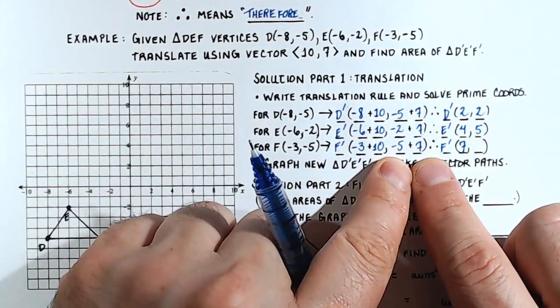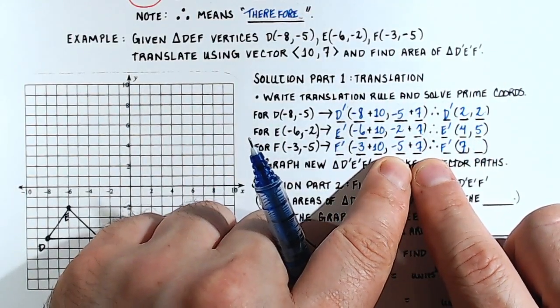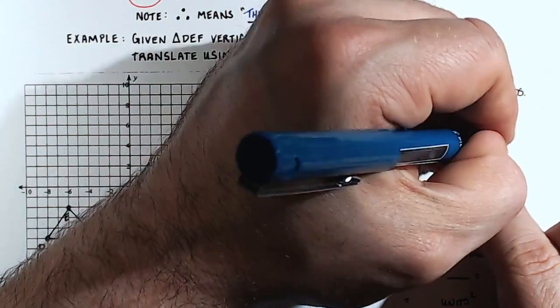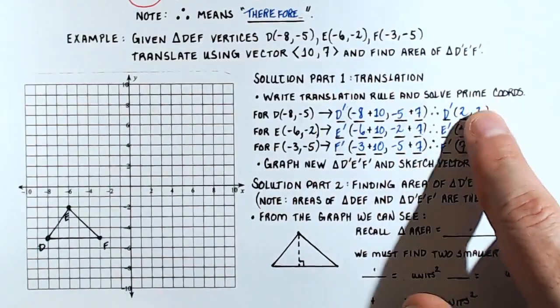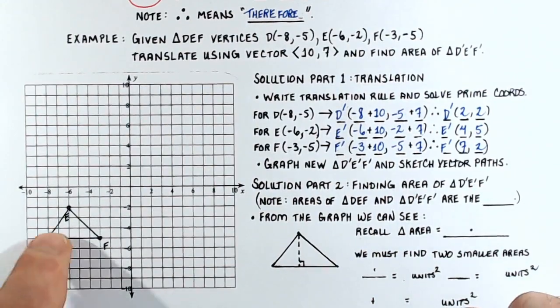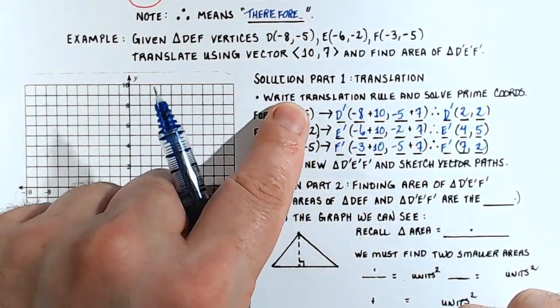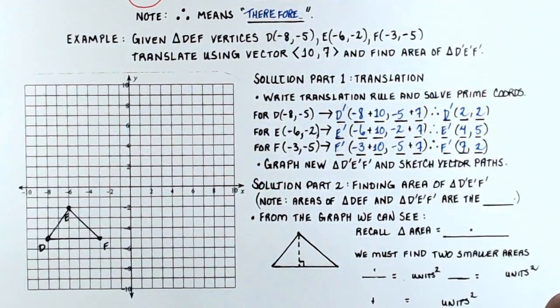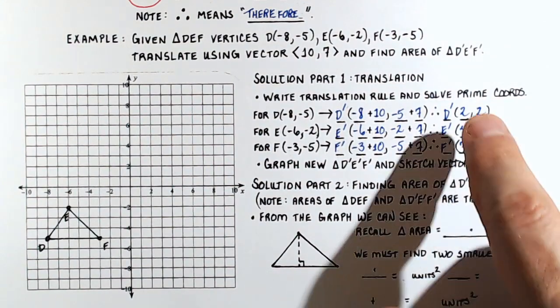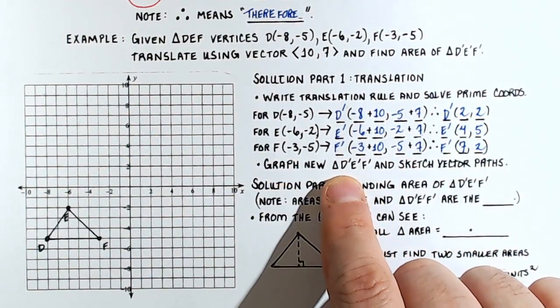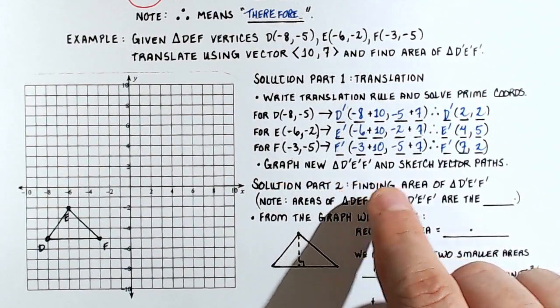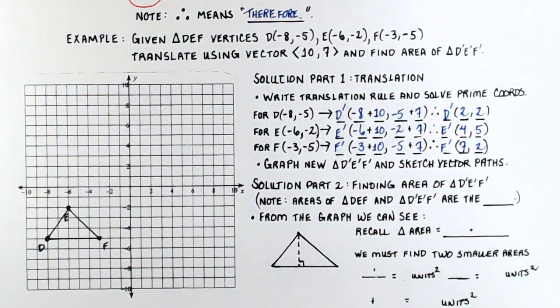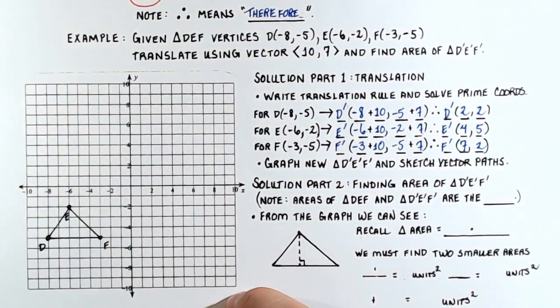And the y value of the image would be -5 + 7, which would be +2. So here are the coordinates of our image. This is our pre-image. Here are the coordinates of the pre-image. This is our image. We need to go ahead and draw the image. So graph new triangle D prime, E prime, F prime, and sketch the vector paths. Vector paths are easy. But let's draw that triangle first.